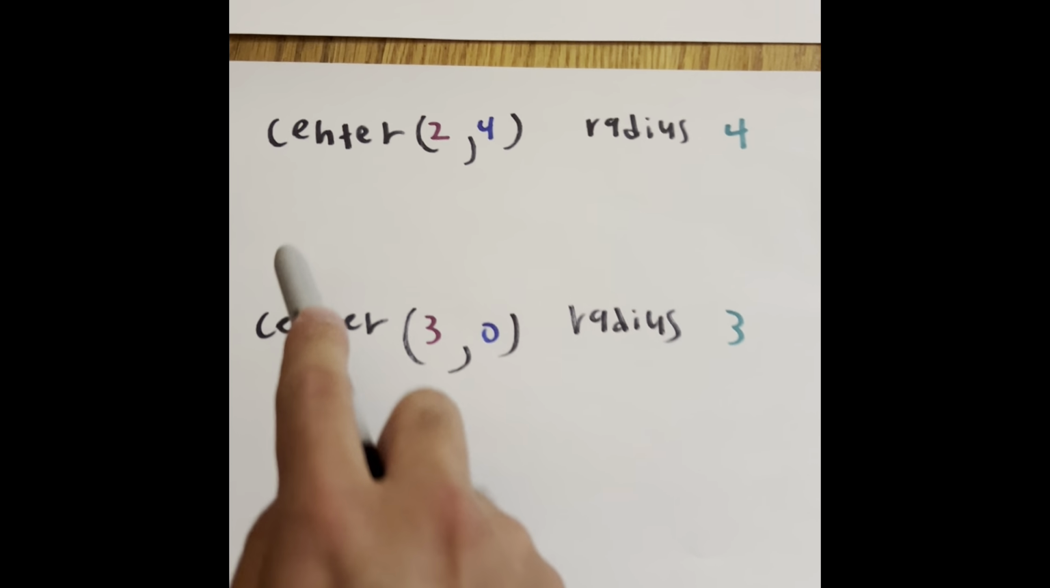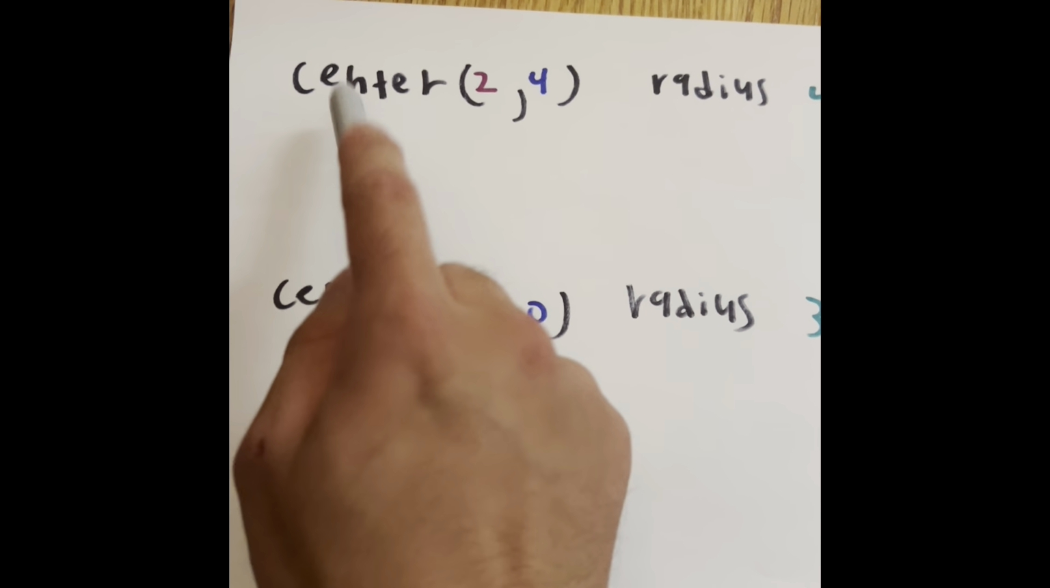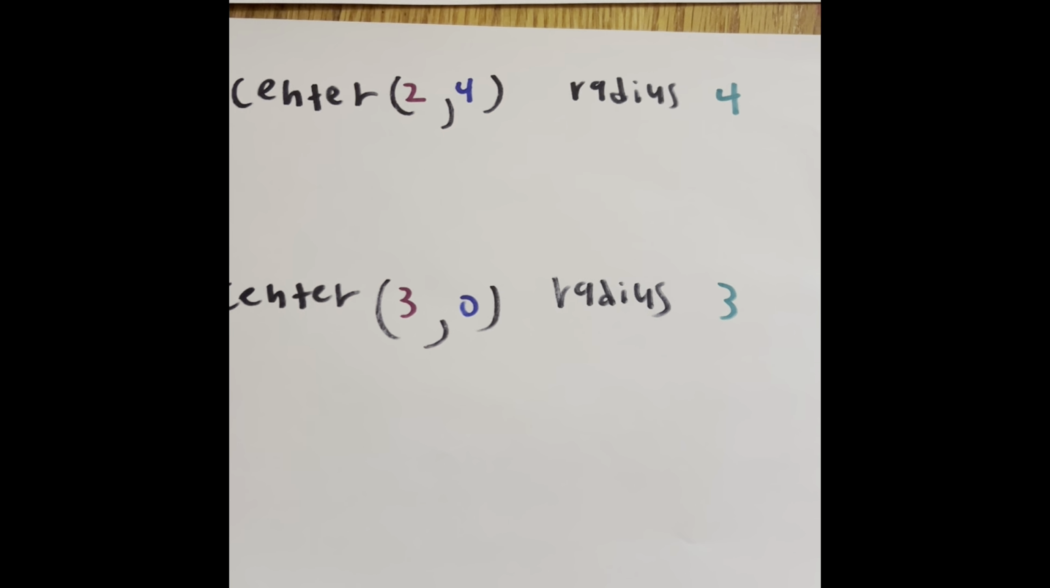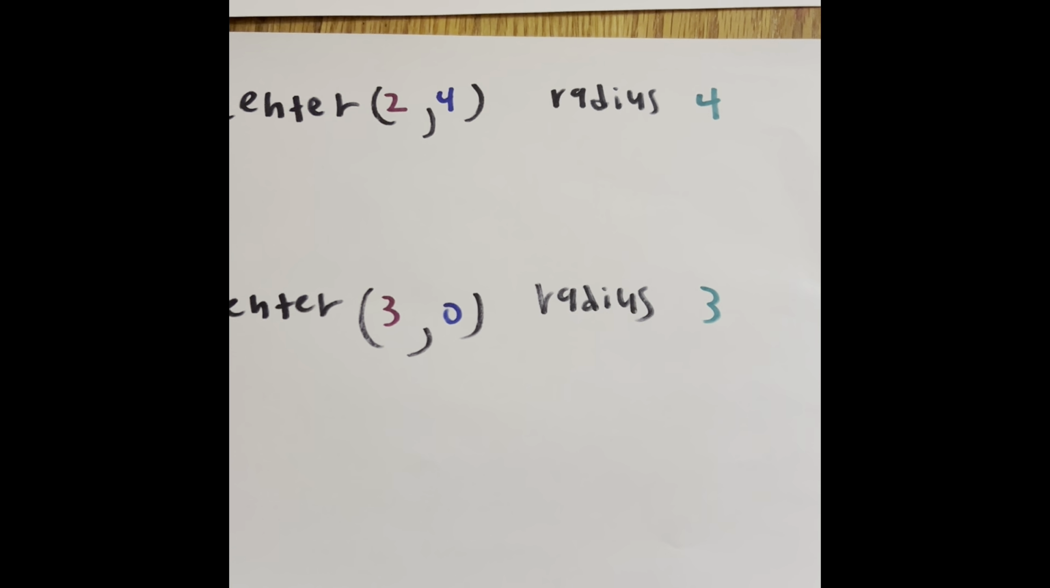So let's start over here. We have a center point of 2, 4, and we have a radius of 4. What are we going to do?